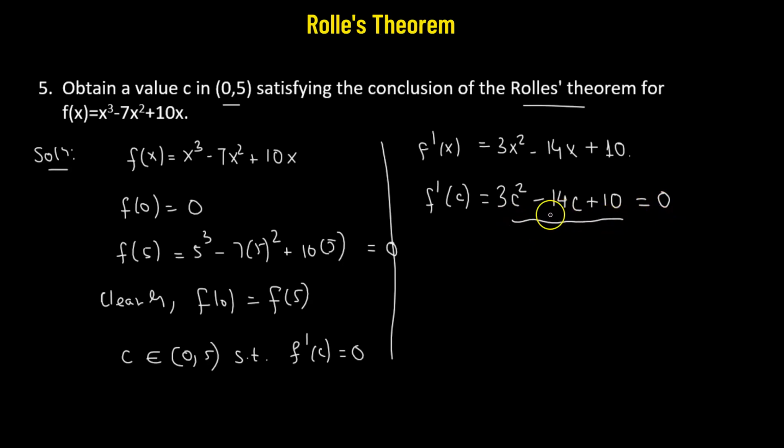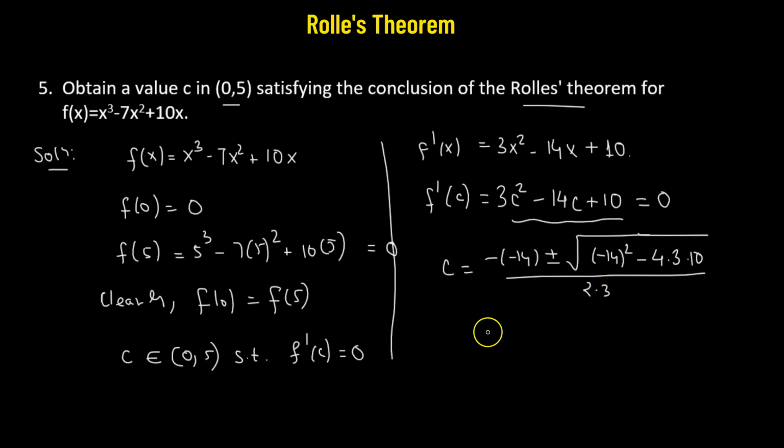What we have here is a quadratic equation, so we can use the quadratic formula. So c will be equal to negative of negative 14 plus or minus square root of negative 14 squared minus 4 times 3 times 10, divided by 2 times 3. So this is 14 plus or minus the square root of 76, divided by 6. So that means we have two values of c. Let's use a calculator to obtain those values. We have 0.88 and 3.79.